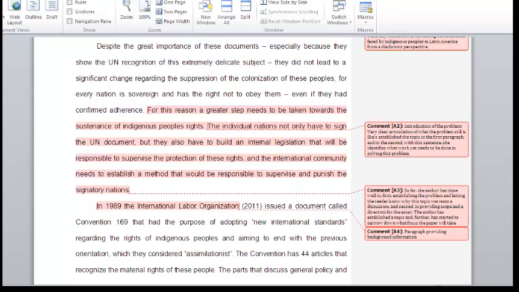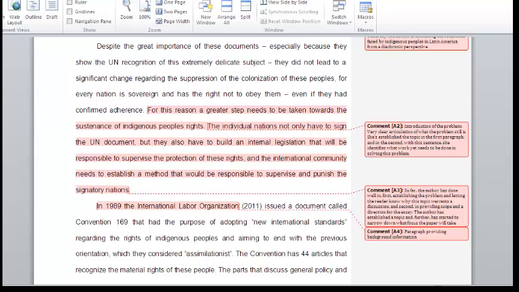So here we get more of a negative tone. Although there's this issue, despite what they've done, this is still the problem. For this reason, a greater step needs to be taken towards the sustenance of indigenous people's rights. So this is an introduction of the problem, a very clear articulation of what the issue is here.